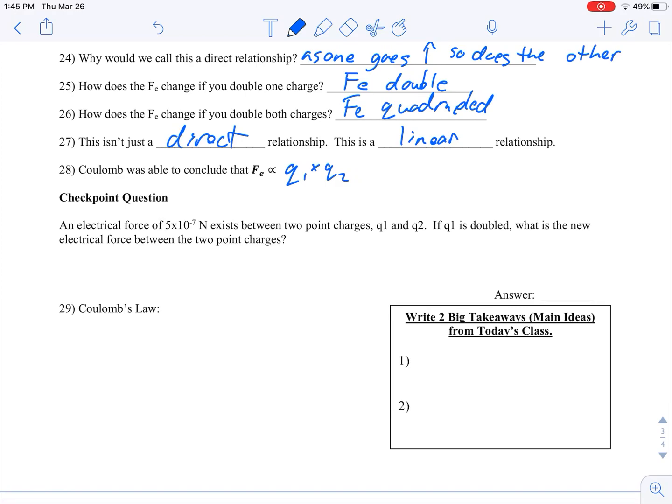Okay. Looking at this question here, an electrostatic force of 5 times 10 to the negative 7 newtons exists between 2 point charges, Q1 and Q2. If Q1 is doubled, what is the new electrostatic force between the 2 point charges? So it's proportional to the product. So we're only changing one of them. We're only doubling one charge. So we're going to double the electrostatic force between them. So 5 times 10 to the negative 7 newtons times 2 gives us 1 times 10 to the negative 6 newtons.